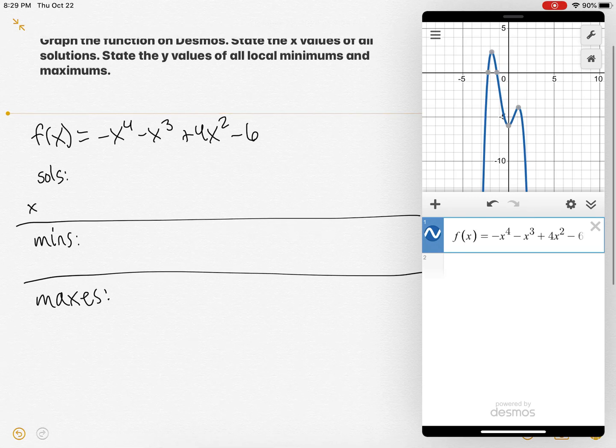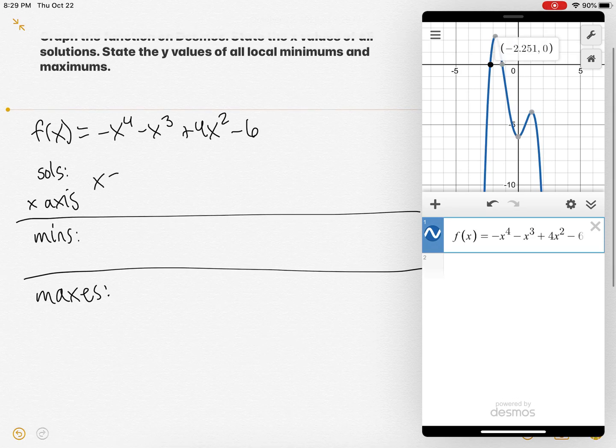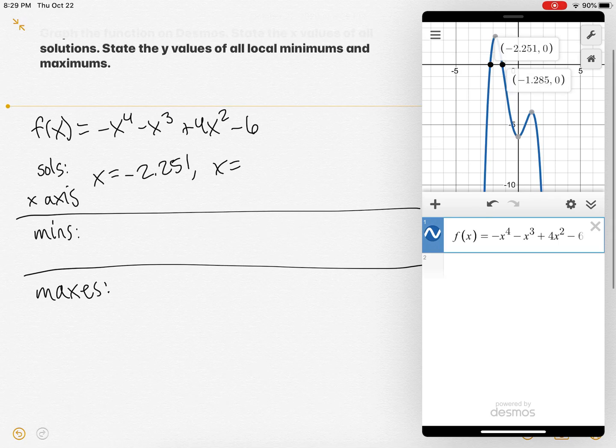Solutions are where we cross the x-axis. How many times does this graph cross the x-axis? You can zoom in a smidge if you want. It crosses the x-axis in 2 places. One of them is right here. We list the x-coordinate there. So my first solution is x equals negative 2.251. My other one, if I click on it, has x-coordinate negative 1.285.